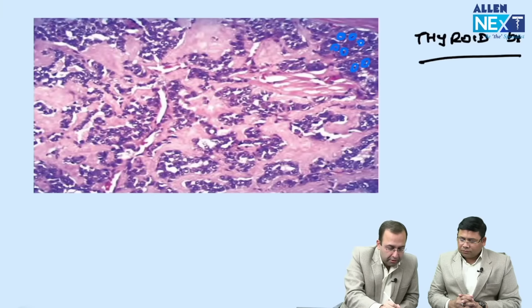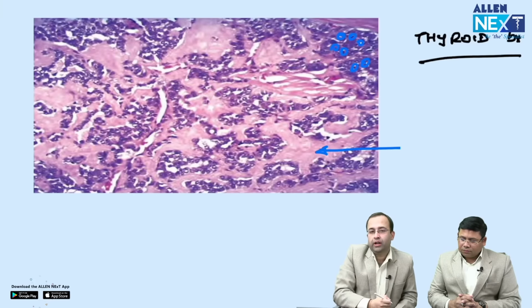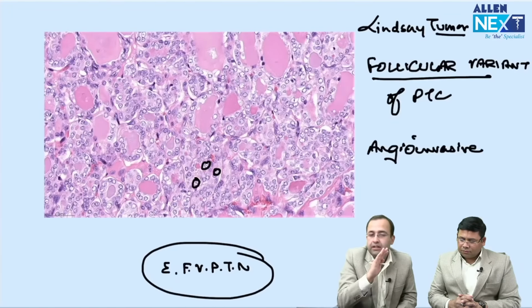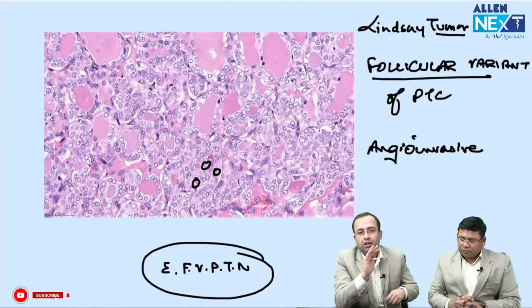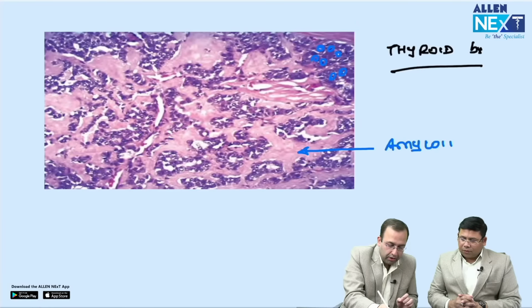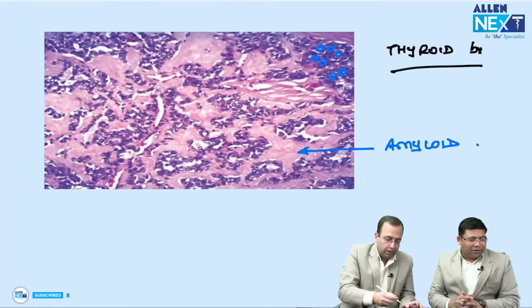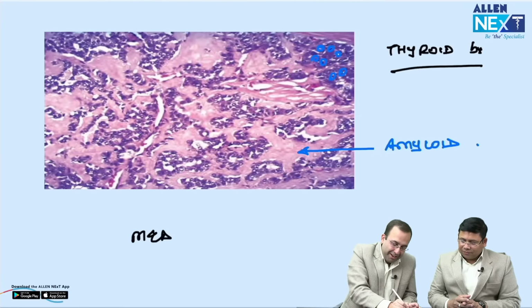With this pink material, is it colloid? No, colloid has a finer texture to it. Versus here, the extracellular pink material is slightly coarser, and that is amyloid. So which is the thyroid malignancy associated with amyloid deposition? Come on, it's a very easy question. That is medullary carcinoma thyroid. Perfect. Next.